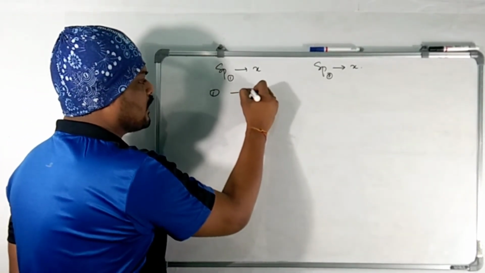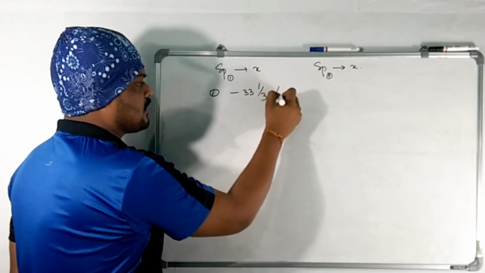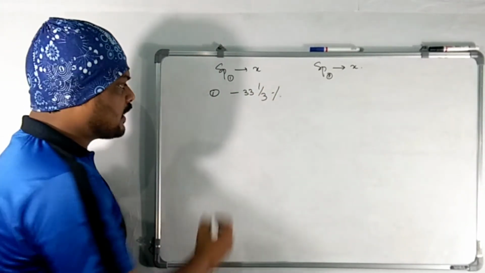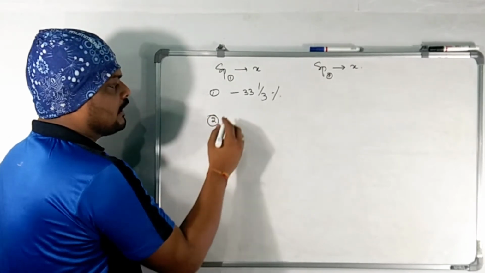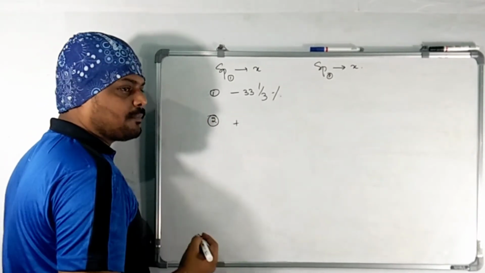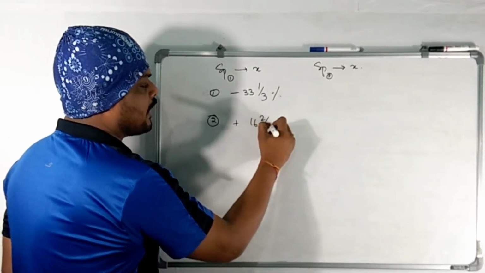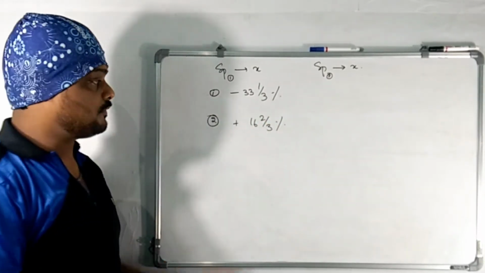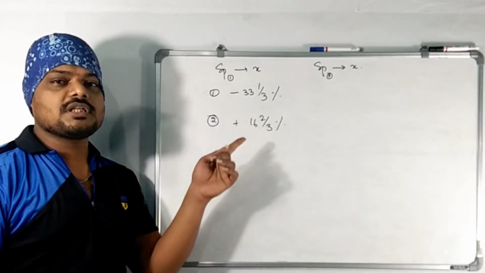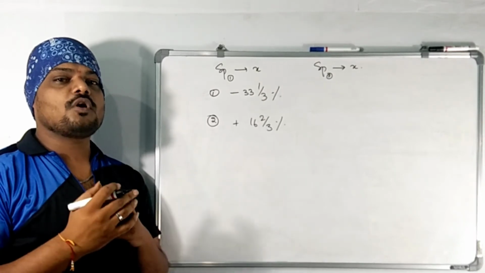He got a loss of 33 1 by 3 percentage. And on the second article, he got a profit of 16 2 by 3 percentage. If you see the percentages, they are somewhat different.